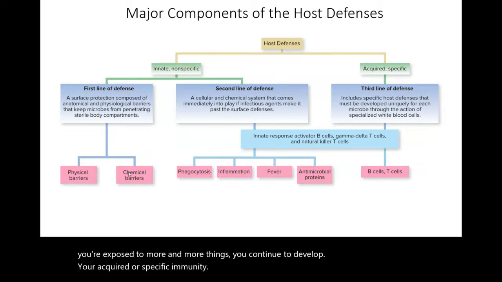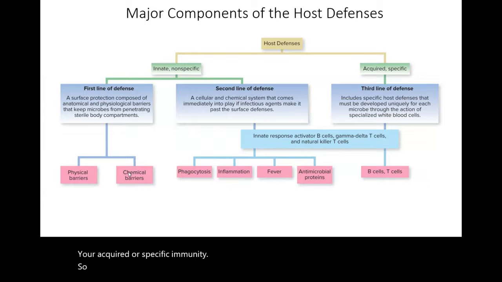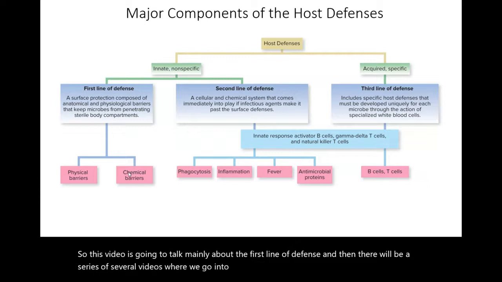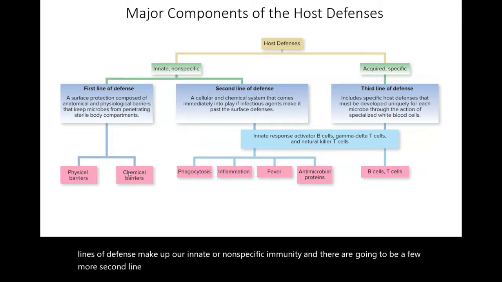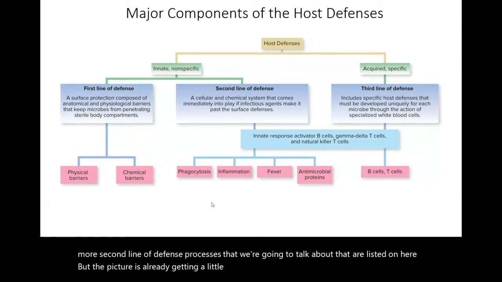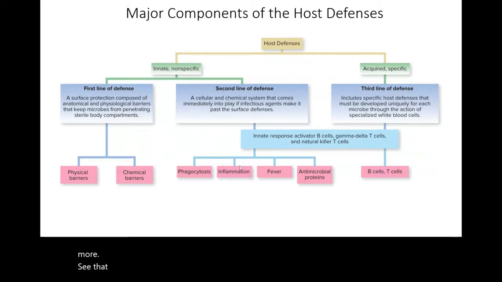Okay, so this video is going to talk mainly about the first line of defense, and then there will be a series of several videos where we go into our second line of defense. But both first and second lines of defense make up our innate or non-specific immunity. Okay, and there are going to be a few more second line of defense processes that we're going to talk about that are listed on here, but the picture is already getting a little crowded. So there will be a few more processes that we'll be talking about for our innate immunity.